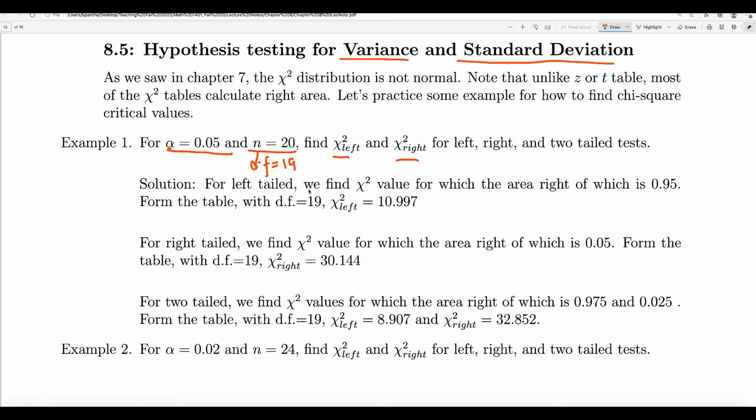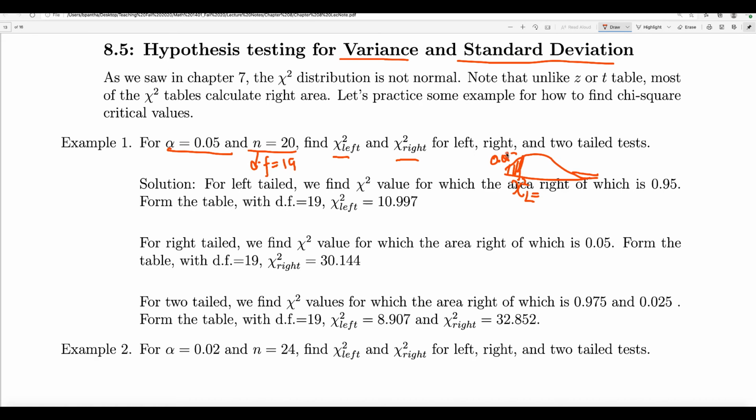Let us do the chi-square left. How would the graph look like? Chi-square is not symmetric. It is a right-skewed distribution, right? So this is like the chi-square curve. And for the left tail test, that 0.05 will go to the left. So that is 0.05. We denote this by chi-square L, chi-square left, right? We need to find the value of the chi-square left. What is the left area?